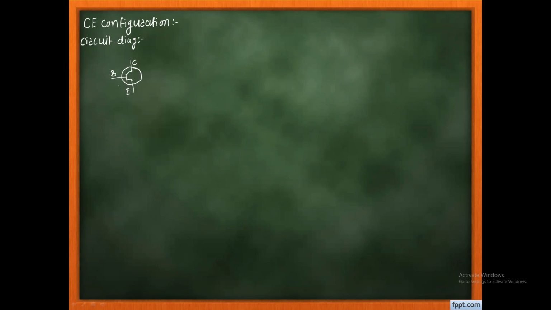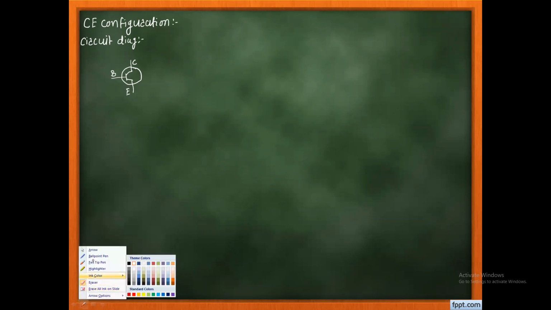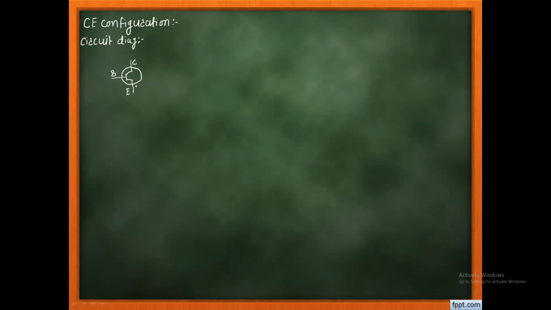Is it right? Now suppose I consider that this is an NPN type of transistor. Here, in the NPN type of transistor, N is the emitter region, P is the base region, and again N is the collector region. And now we have to draw the arrow in that symbol.